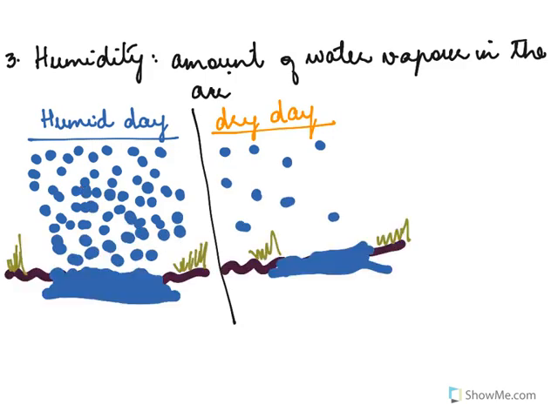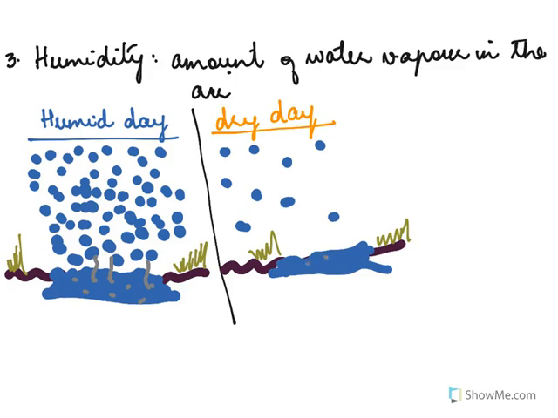Now when we compare a humid day and a dry day, here there is a puddle of water on a humid day, and here is a puddle of water on a dry day. It's easy to understand that on a humid day, since there are so many water molecules in the air, the water molecules from this puddle will find it difficult to escape into the air, because the air is already filled with water vapor. There isn't much space for more water vapor.